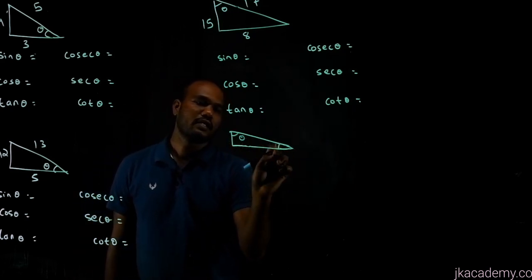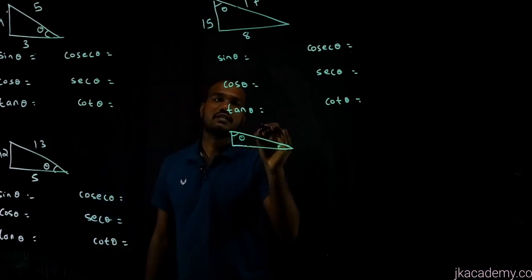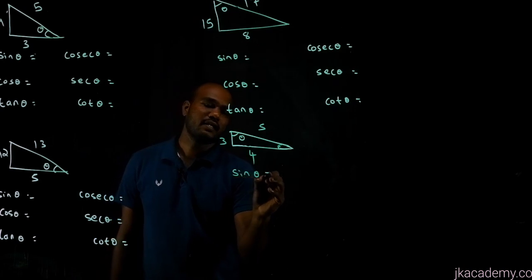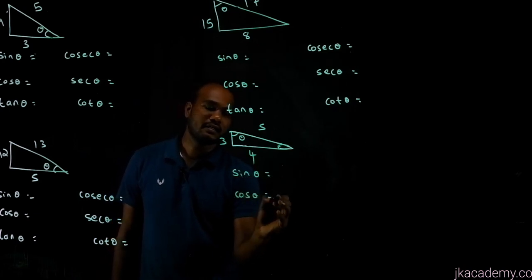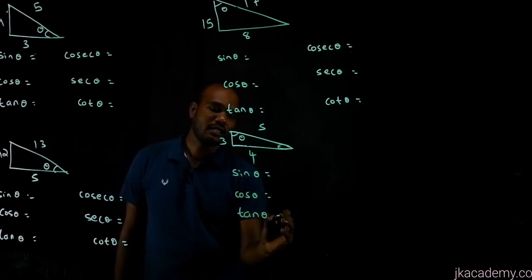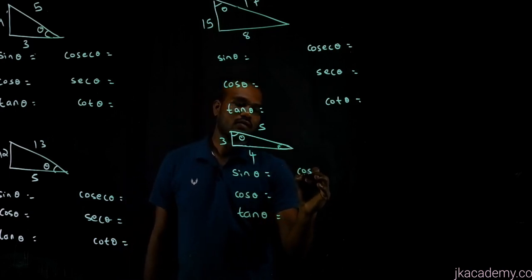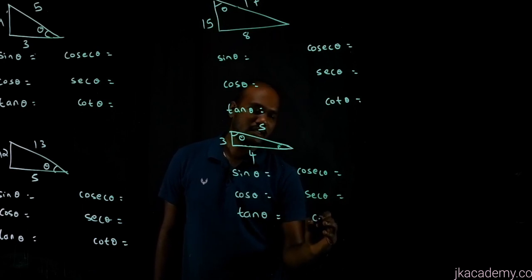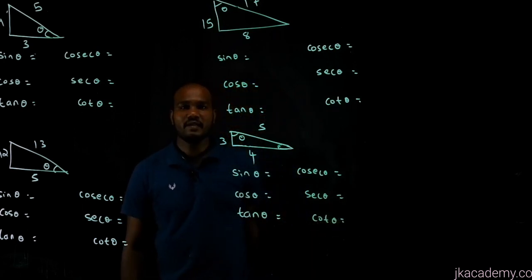This is theta. Okay, not this. This is theta. This is given as 5. This is 3. This is 4. You can find sin theta, cos theta, tan theta, cosecant theta, secant theta, cot theta. Find it. Pause the video.